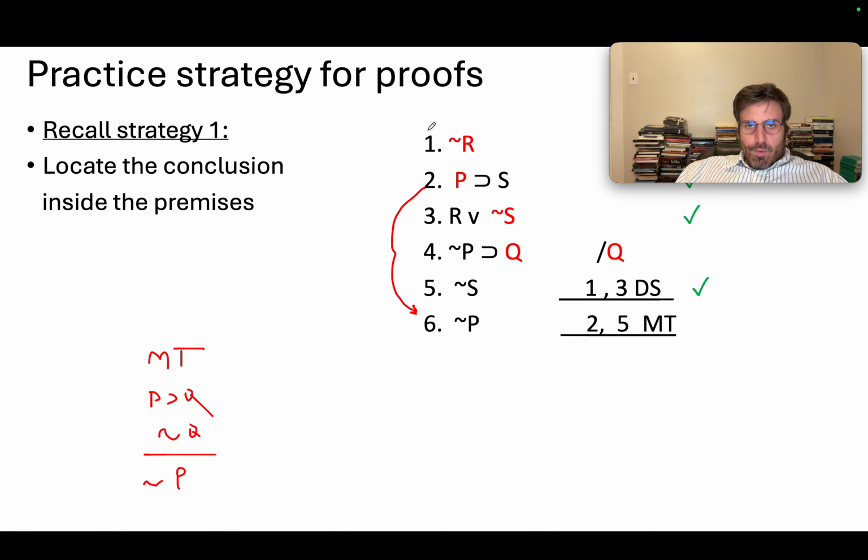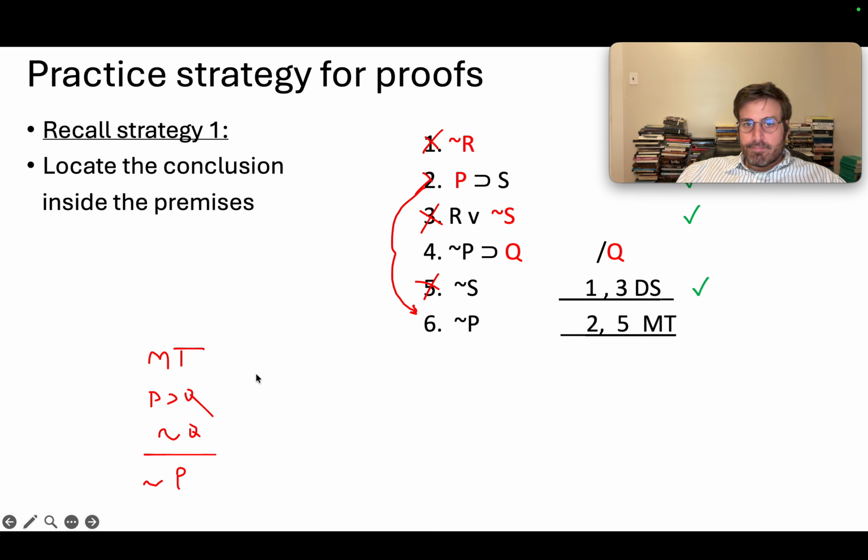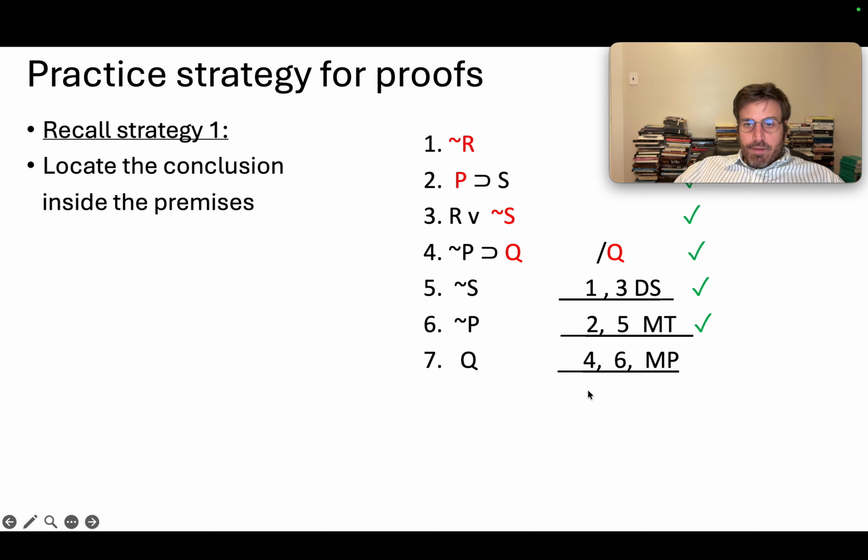Okay, so recall that we have used lines 1, 2, 3, and 5. So now have a look at the remaining line and see if there isn't anything that can isolate our conclusion for us, Q. You should be able to pick up that not P in line 6 can be applied to line 4 through modus ponens.